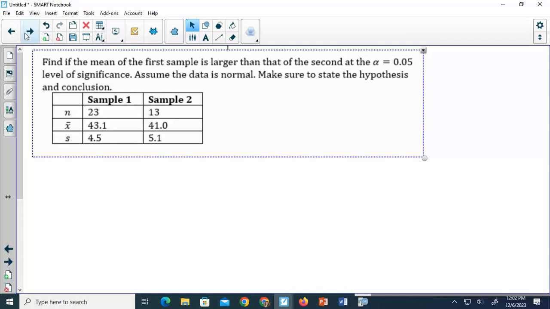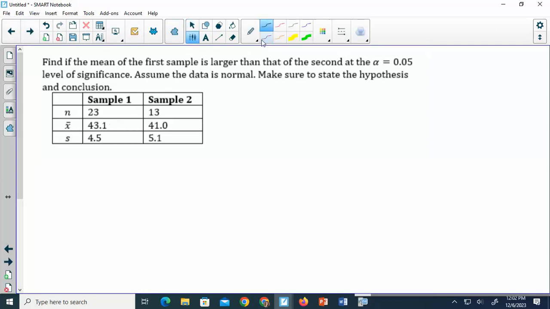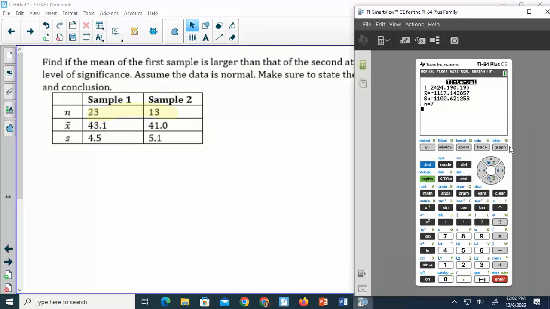Did I say anything that would make you believe this is matched pairs? No, two separate samples. In fact, could it even be matched pairs? Why? Because the n's aren't the same. If it's matched pairs, they have to be the same amount in both. Okay, so how did you do it?